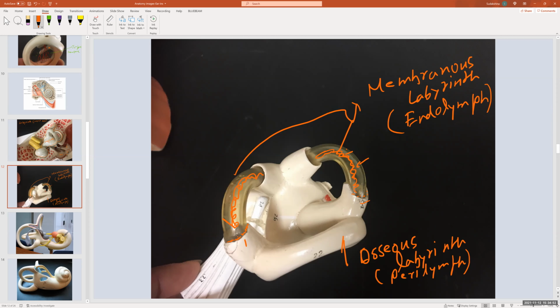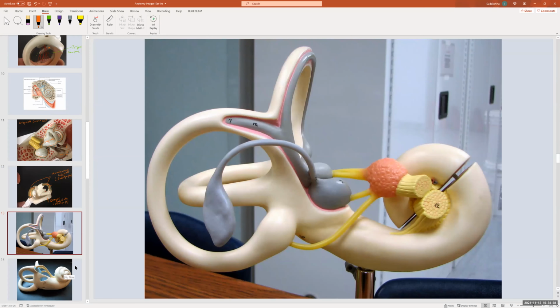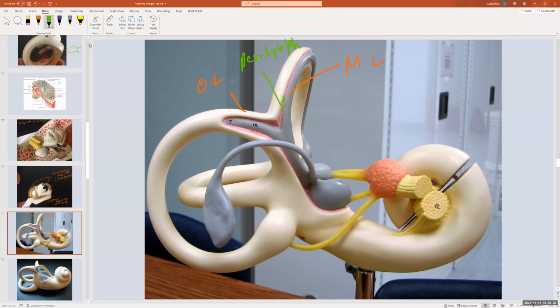Okay. Labyrinth, because it's complex, it has three parts. This is just another look. Osseous labyrinth, white. This blue structure is membranous labyrinth. This pink color that they're showing here stands for the perilymph. This is to show there is a fluid here. This pink color here, that is perilymph. Okay, so look at that. This is a complex structure.